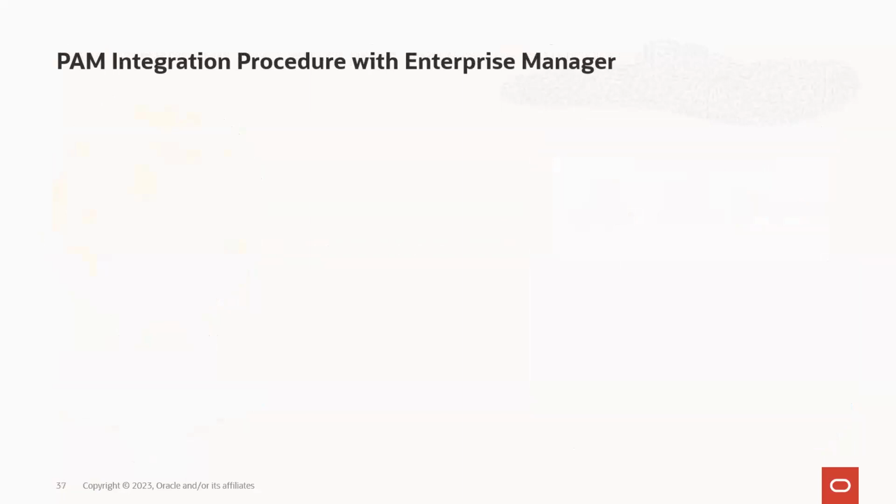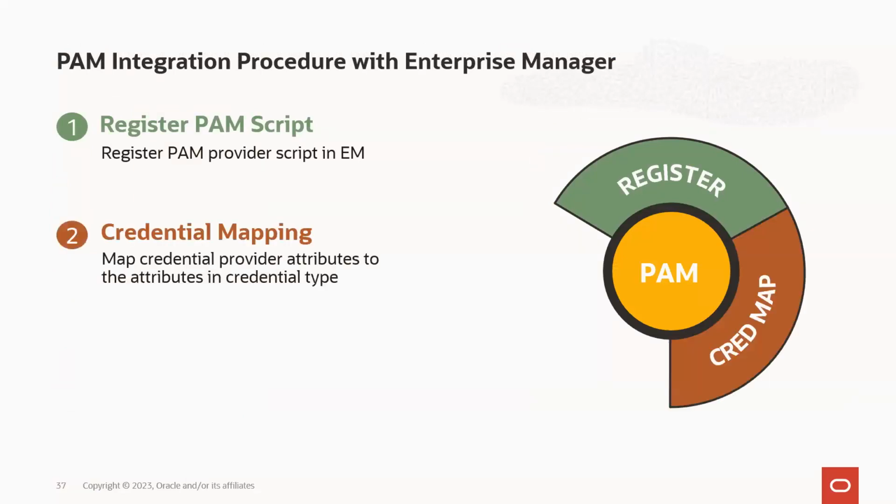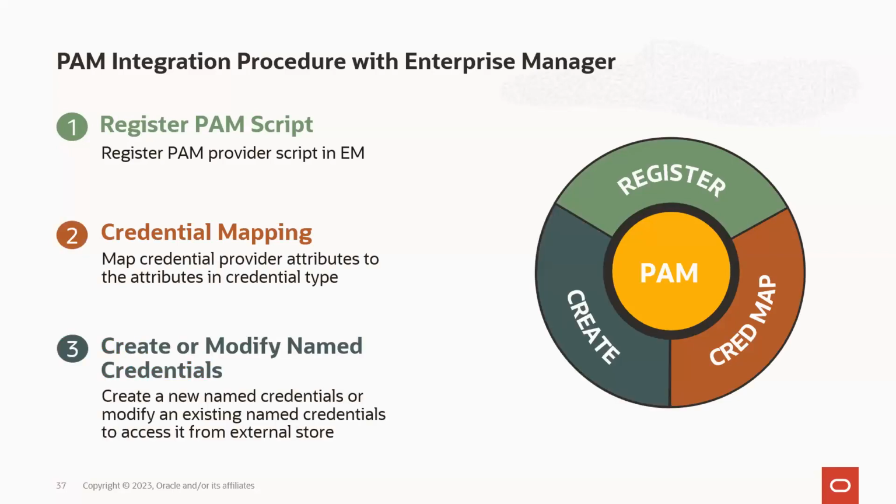At a high level, PAM integration with EM consists of 3 simple steps. Step 1 is register. Here, the PAM script from the customer is registered in the credential framework. Second is credential mapping. Here, the credential provider attributes are mapped with the attributes in the credential type. And lastly, we create or modify the named credential.